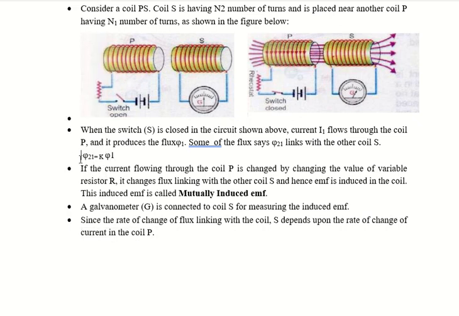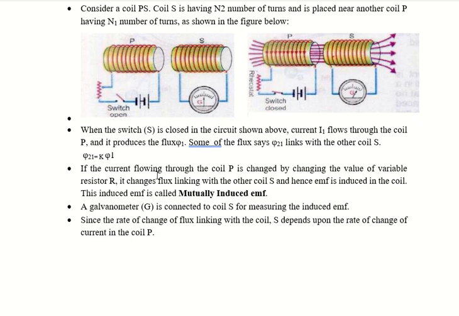Phi21, flux linked with the second coil due to current in first coil, equal to K. K is the proportionality constant. This is also known as coefficient of coupling, which we will discuss later. K, that is a constant, into phi1, flux linked with the coil P.